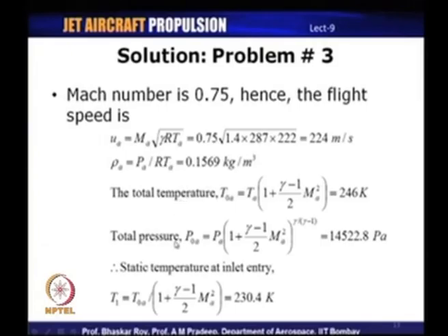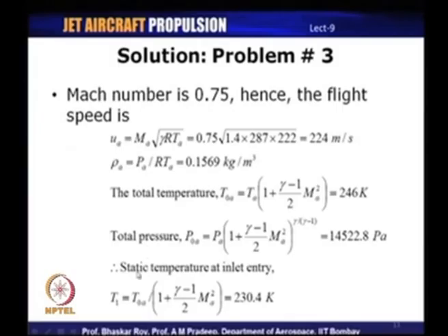Similarly, we can find the total pressure. Total pressure is P 0 a, which is P a into 1 plus gamma minus 1 by 2 M square raised to gamma by gamma minus 1. The pressure is already given to us, P a is specified. Therefore, we can find P 0 a, this is 14522.8 Pascal or 14.52 kilopascals.